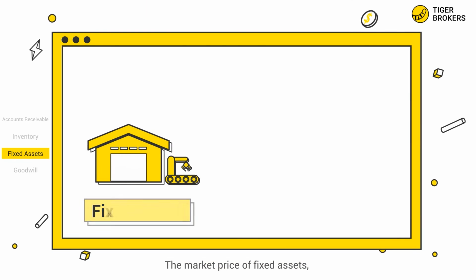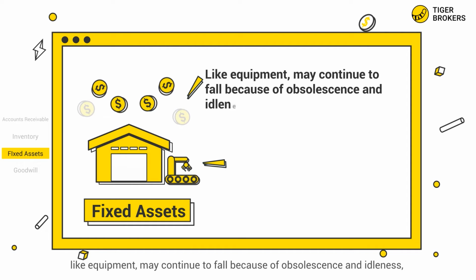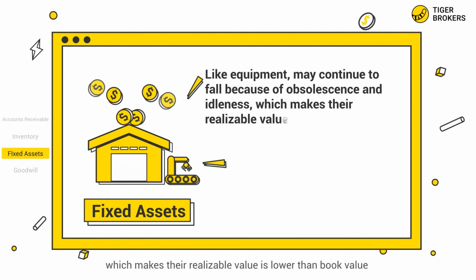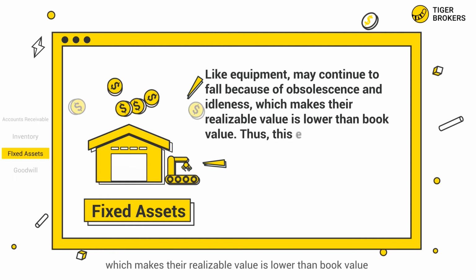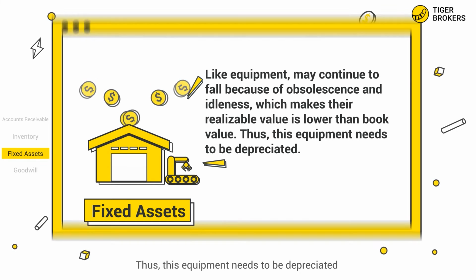The market price of fixed assets, like equipment, may continue to fall because of obsolescence and idleness, which makes their realizable value lower than book value. Thus, these equipments need to be depreciated.